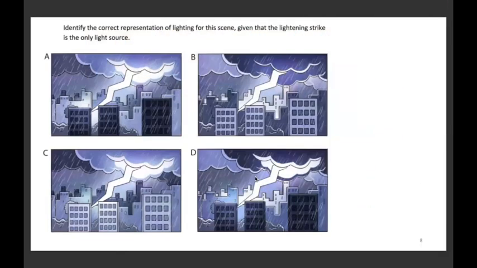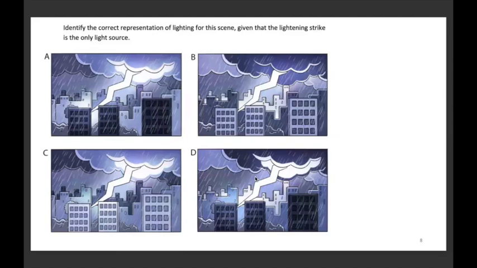Identify the correct representation of lighting for this scene. Given the lightning strike is the only source, we have to identify the correct representation of lightning rendering here. Okay. Now it's a lightning strike, which means that is the only light source, which means जहाँ पे वो light source गिरेगा वहाँ पे सबसे ज़्यादा lit होगा.